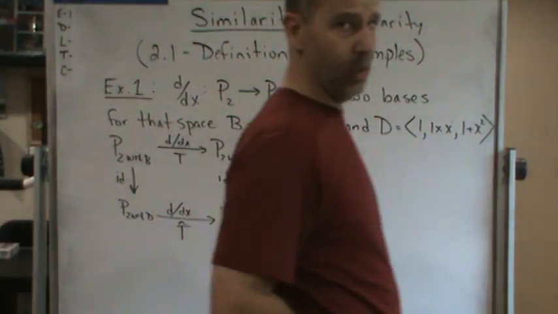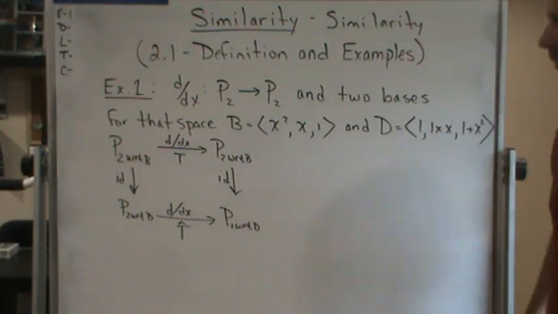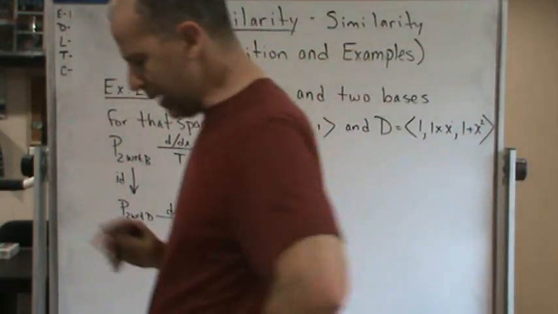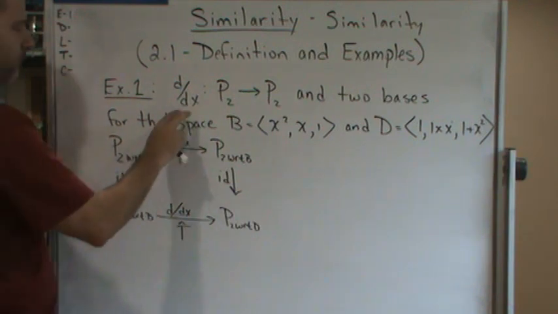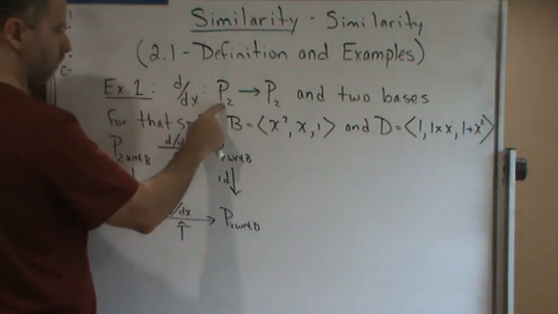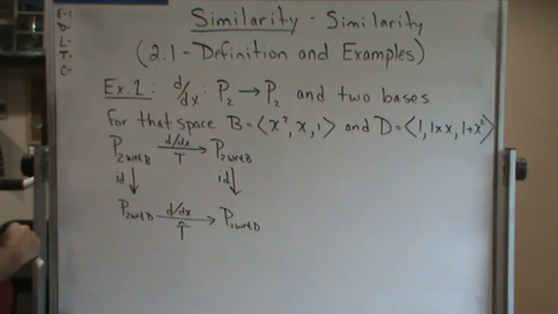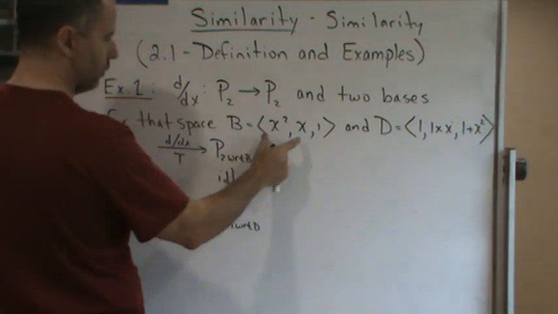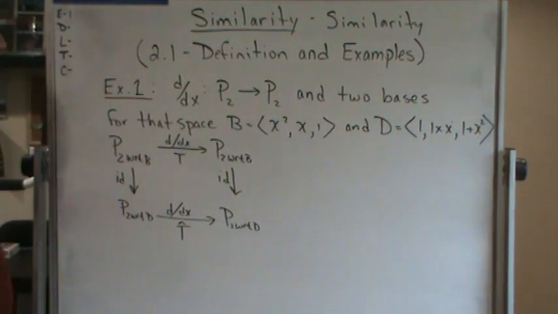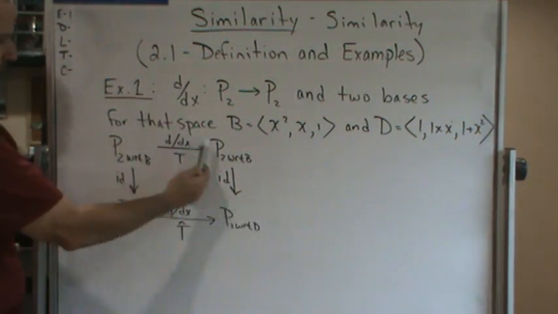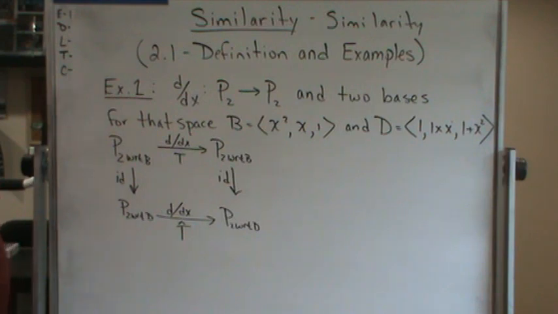Okay, so let's do the first example here, which we've seen before. This is the derivative function, mapping from P2 to P2, and the two bases for the space we're going to use are B, this, and D, this basis. And this is the mapping that we're going to be using to illustrate what we're going to do.